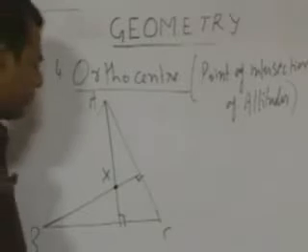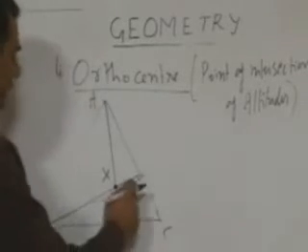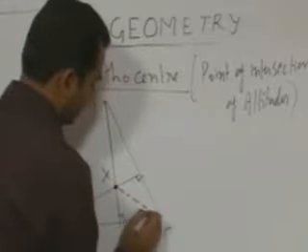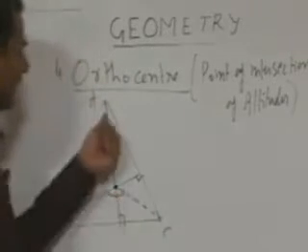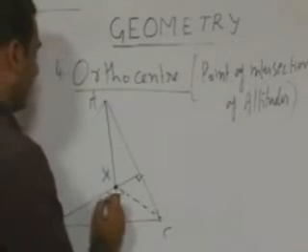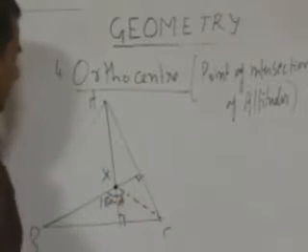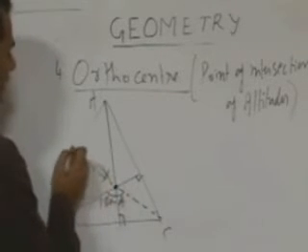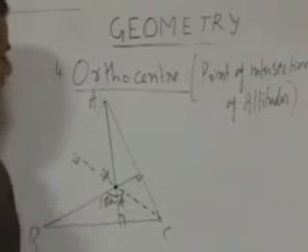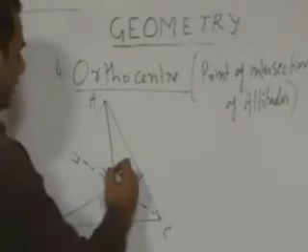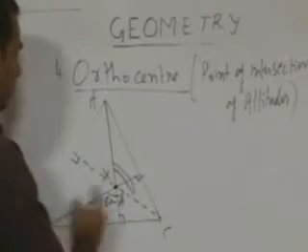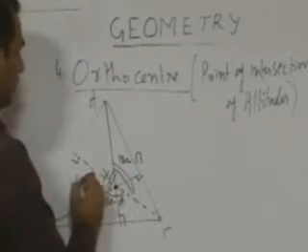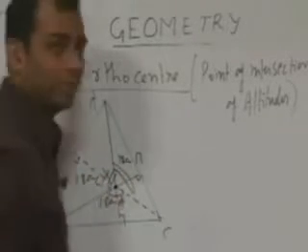The important property related with the orthocenter is that if this is the orthocenter, this angle opposite to A is always equal to 180 minus A, and I extend this also, let's say. This is 180 minus A. This angle opposite to B is 180 minus B, and this angle opposite to C is 180 minus C.